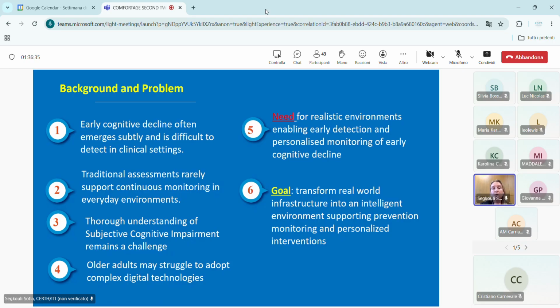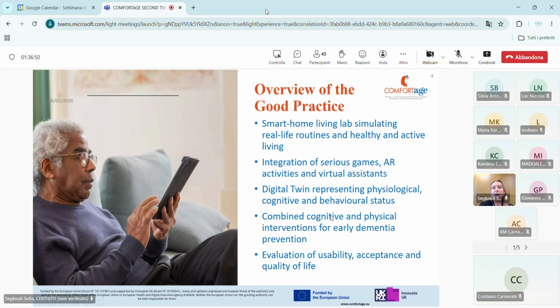So, what is important, the main goal of the pilot was to transform real-world enabled intelligent ICT environments to support early prevention, monitoring, and personalized interventions. Shifting from the conceptual level to applied practice, Pilot 12 is based upon good and, I would say, operationalized practices in the specific environment of a smart home living lab, designed to simulate real-life routines and healthy and active living.